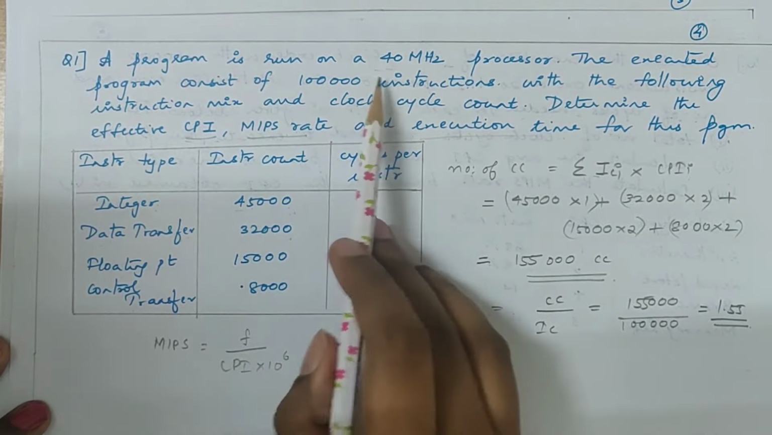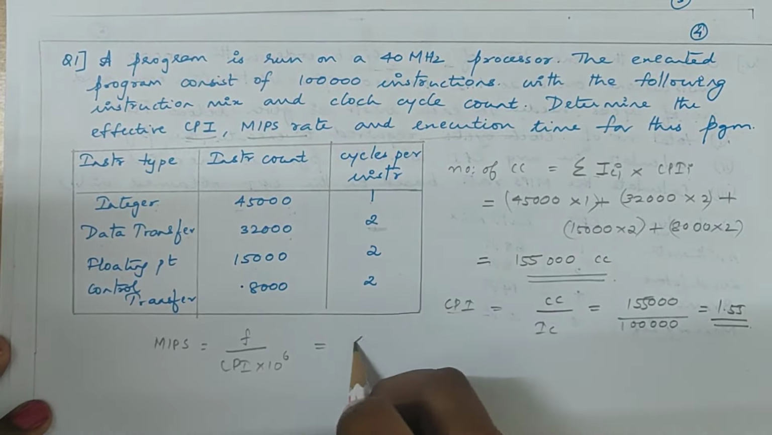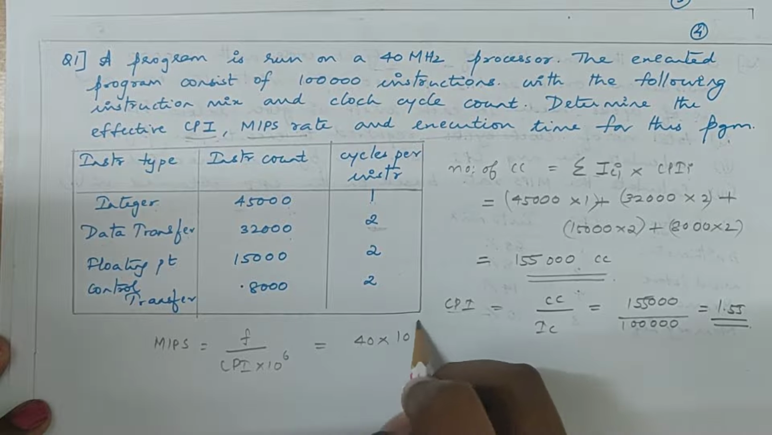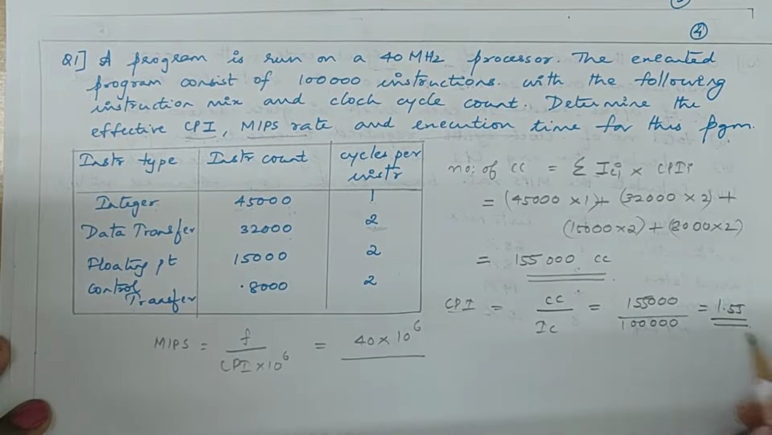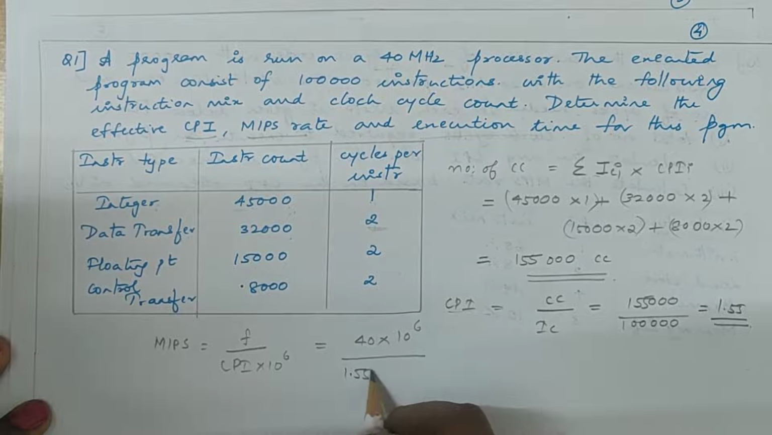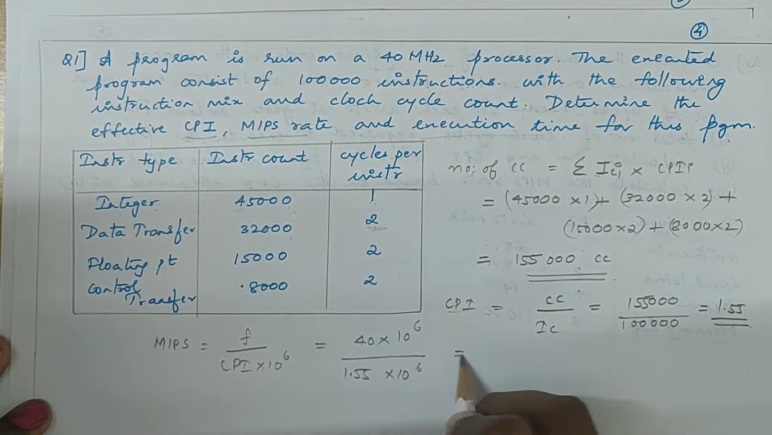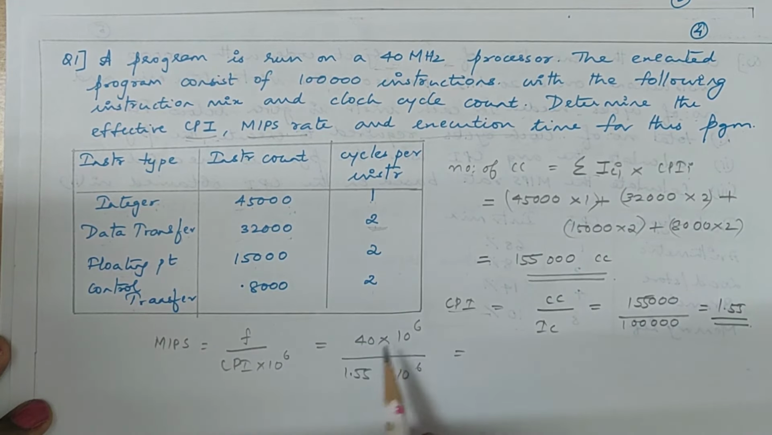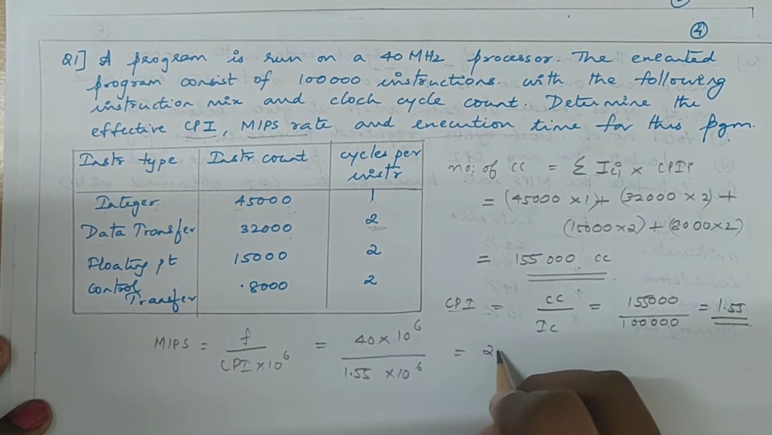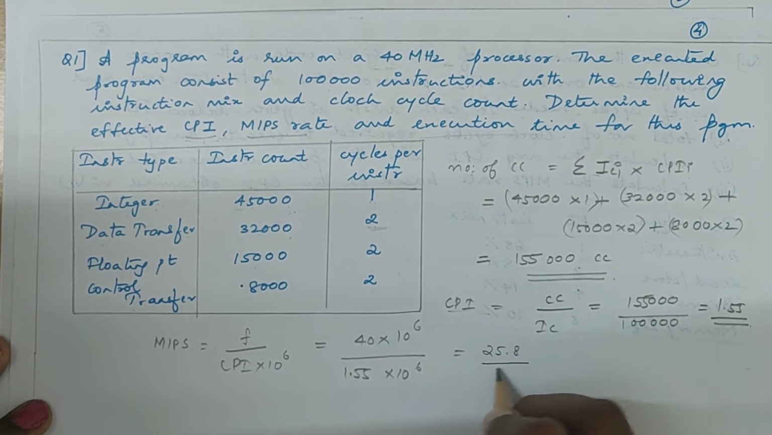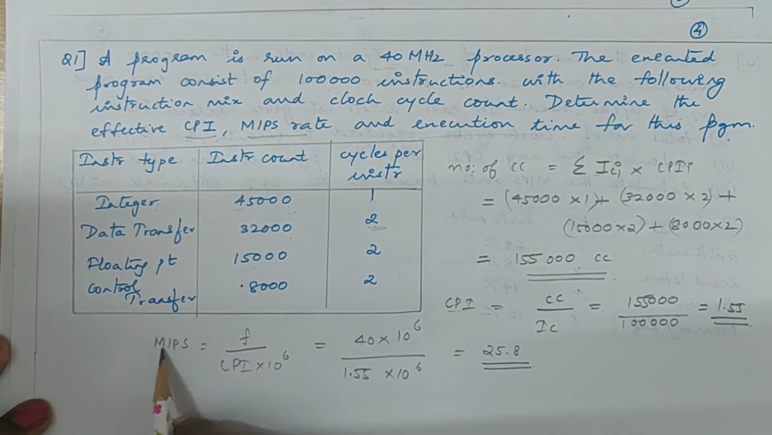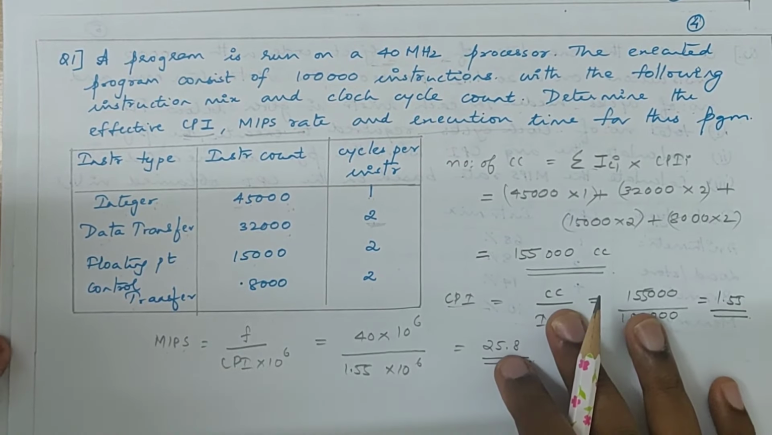So the clock rate is given as 40 megahertz. So 40 into mega, which is 10 power 6, divided by CPI. CPI you have found out as 1.55, into 10 power 6. This is how you will find out MIPS. If you calculate this value, you will get the MIPS rate as 25.8. So this many million instructions are getting executed per second in this program. That is the meaning.